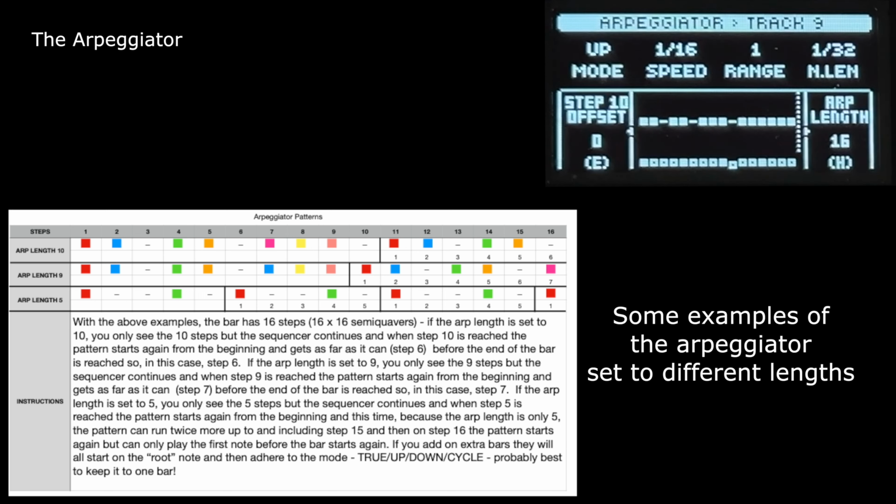Okay, that's fantastic. Let's rotate the H encoder to the left and cut our length down to 10. So we've only got 10 steps. Let's hear this now.